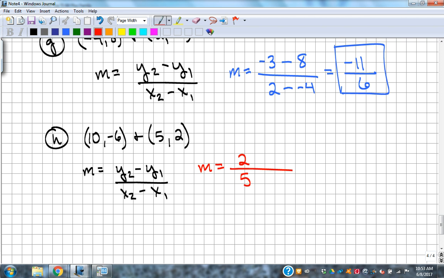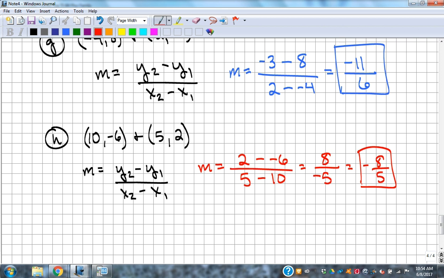Okay. So what goes on the top? 2 minus what? -6. And on the bottom, that leaves only 5 minus 10. That'd be 8 over -5. -8/5. And I just put the minus sign either with the top number or out to the front.